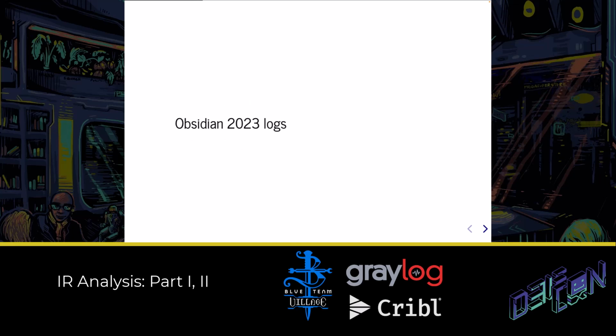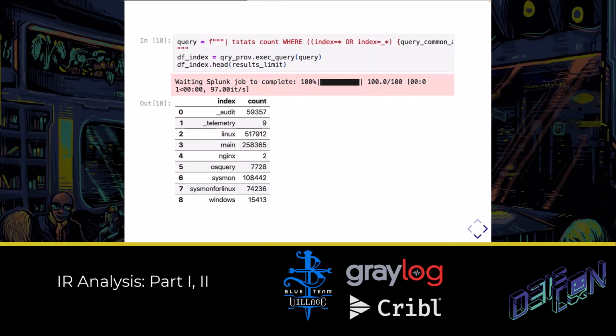So now, let's dig into the data. What is the environment of Project Obsidian this year? Through some query inside Splunk, we can find the list of indexes that we have. We can see some internal indexes like audit and telemetry, but we have an index Linux, main, Nginx, osquery, sysmon for Linux, and Windows. So we already have a first view of what kind of data sources, and probably of the environment, is available.